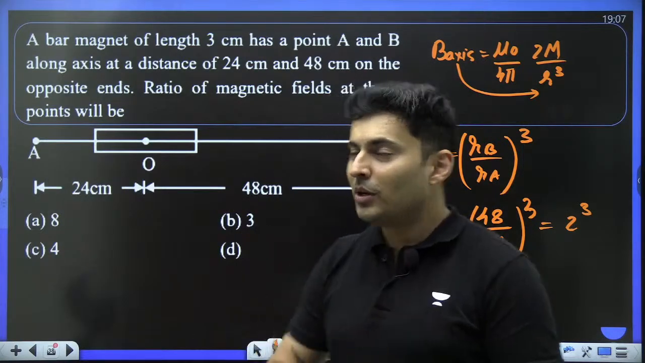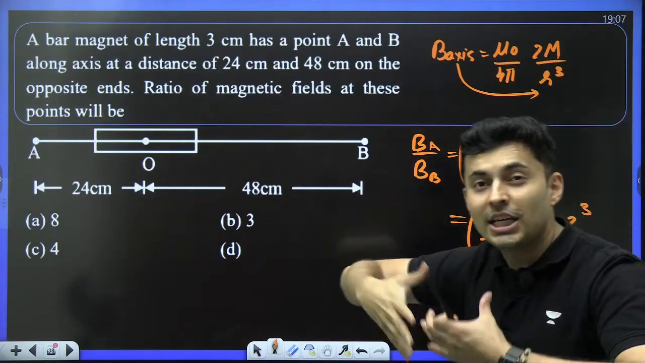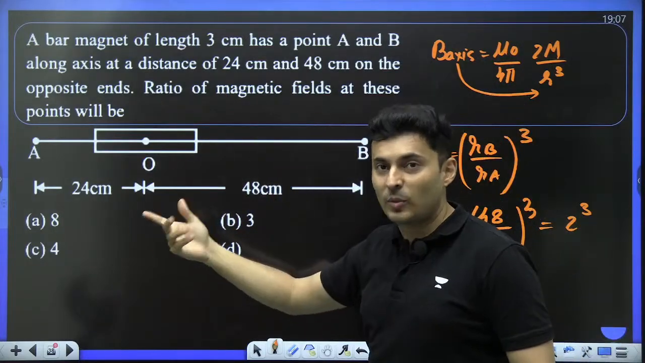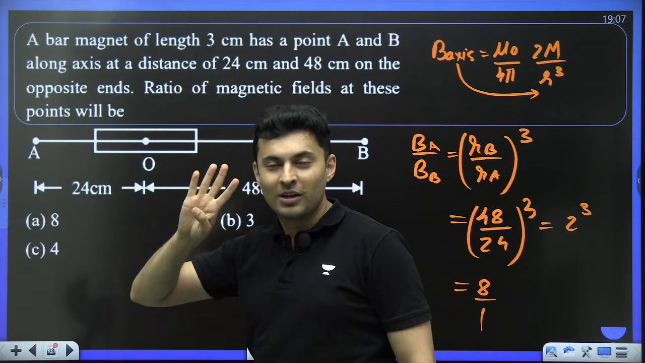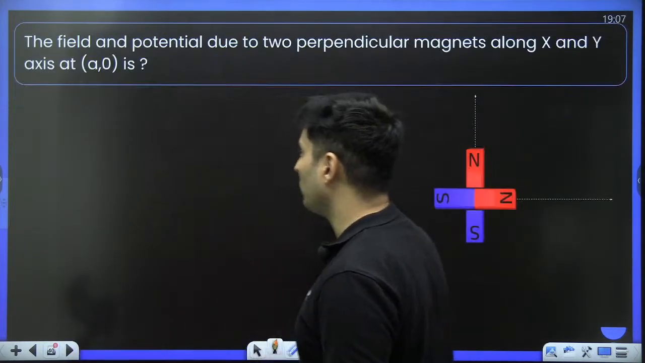That's the correct answer. So the formula used is this, and the proportionality is used that the field is inversely proportional to the cube, not square. Many people think of it as square and they give the answer as C, which is 4. No, there is a cube in the formula. So that makes it 8 and not 4.